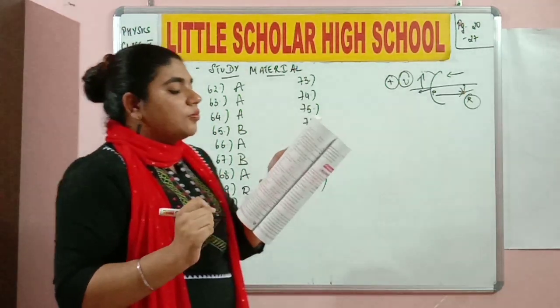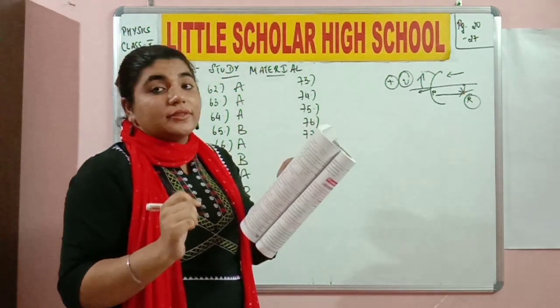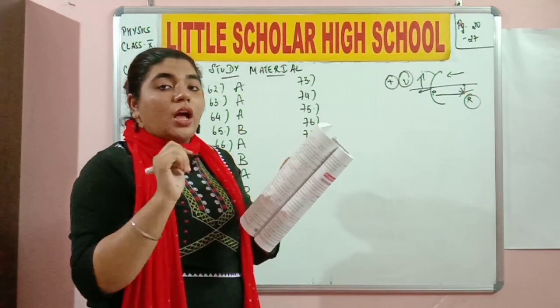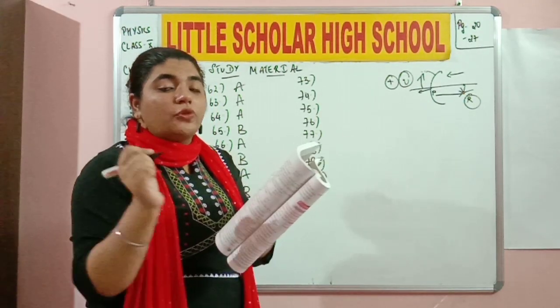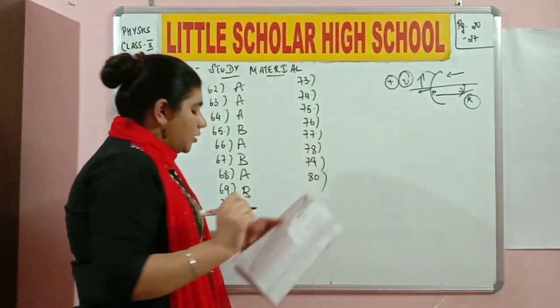71. A concave mirror is made by cutting a portion of a hollow glass sphere of radius. The radius is given as 24. Focal length. R is equal to 2F. Half of the radius is my focal length. Half of 24 is how much? 12. 71 is option A.